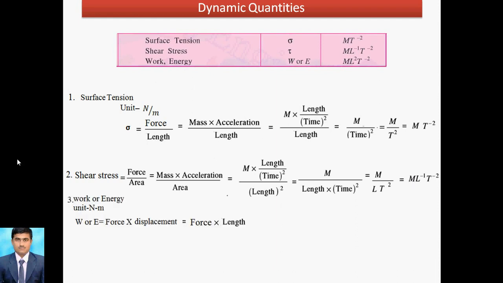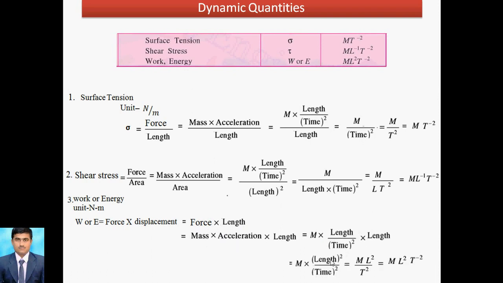Now we compute work or energy, that is Newton meter, or you can say force into displacement. So force into displacement means force into length. As we know, force is mass into acceleration, length as it is, m for mass, acceleration means length upon time square, into this length. So m into length square upon time square. Length square means L square, time square means T square. So that relation becomes M L^2 T^-2. This is about work or energy. So these are the relations we are using for dimension analysis.